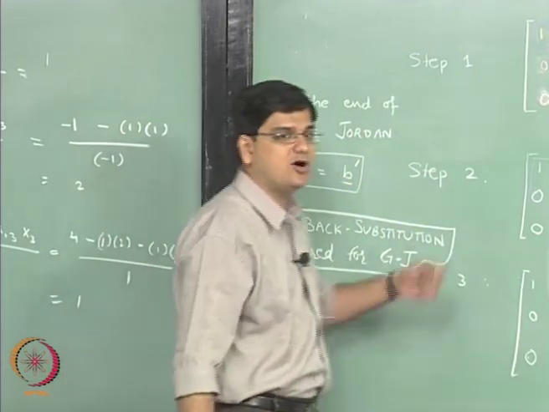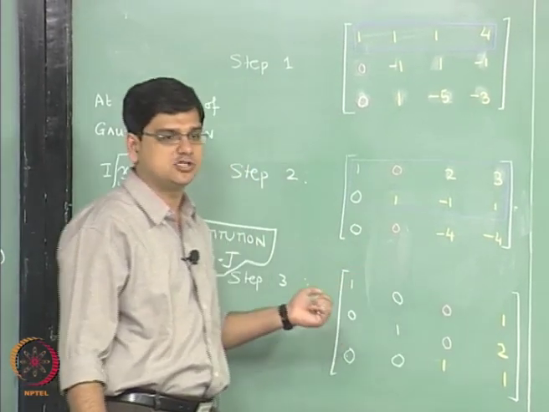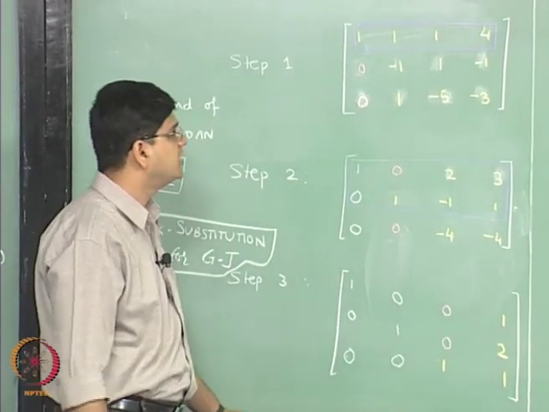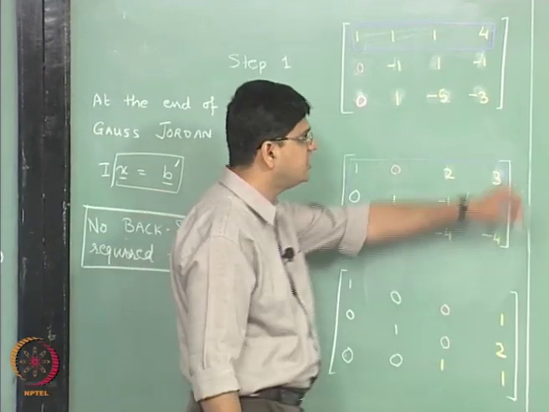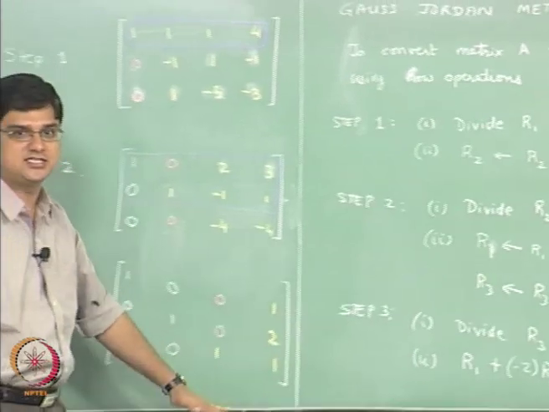Okay. So unlike the Gauss elimination step, we do not require any back substitution in the Gauss-Jordan step, and the algorithm for Gauss-Jordan is that we have step 1, step 2, step 3. So that means we have n steps.